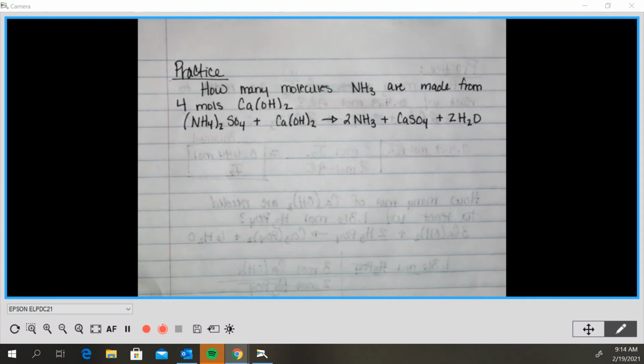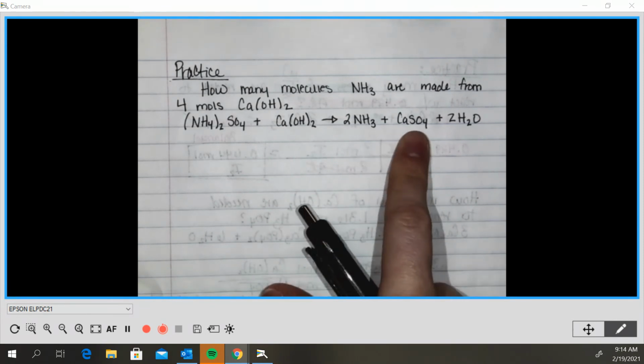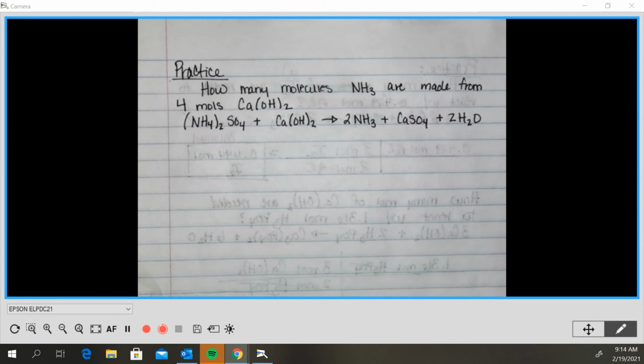All right, there's your balanced chemical equation. You've got ammonium sulfate, calcium hydroxide decomposing into ammonia, calcium sulfate, and water. So go ahead, try to set this question up and try to solve for it. And then in a few moments, we will go through it together.